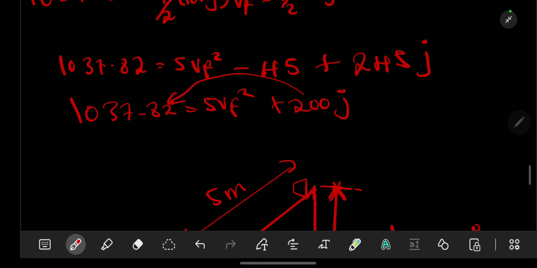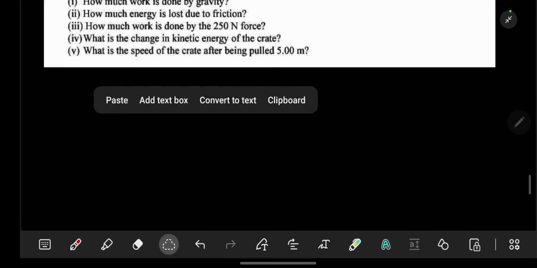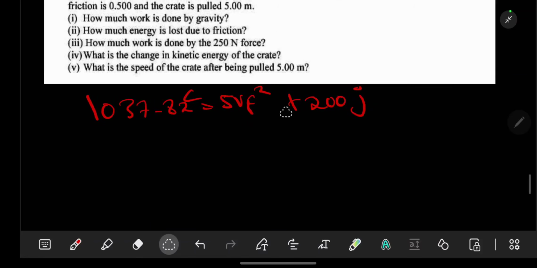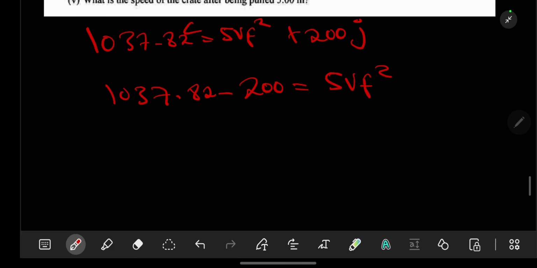Then we move this to the other side. This 200 goes to the other side, so it will be 1037.82 minus 200, which should be equal to 5 VF squared. 1037.82 minus 200 gives us a value equivalent to 837.82, which should be equal to 5 VF squared.